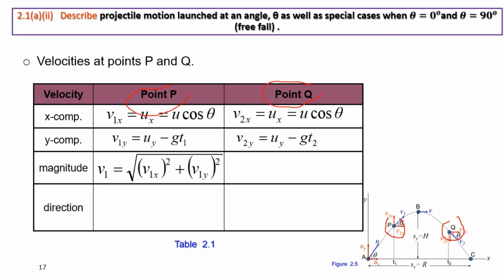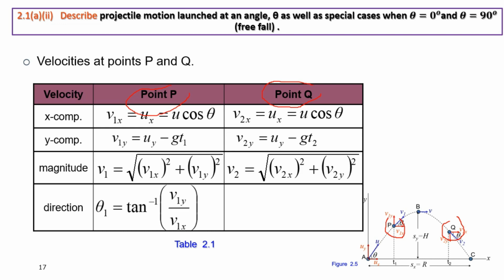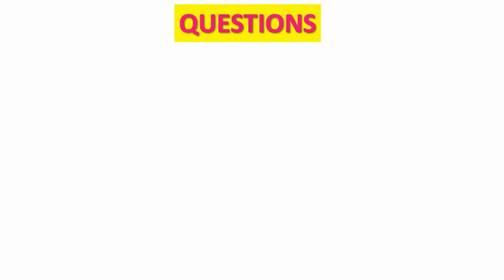And the magnitude of the velocity at point P is v1 equal to the square root of v1x squared plus v1y squared, and v2 is equal to the square root of v2x squared plus v2y squared. To calculate the direction, theta 1 equal to inverse tangent of v1y over v1x, while theta 2 equal to inverse tangent of v2y over v2x.